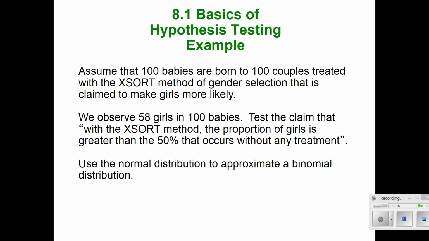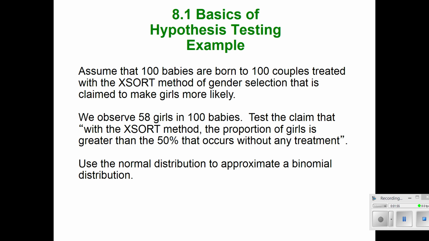So this test says that we're going to assume that 100 babies are born to 100 couples treated with a special gender selection method, and it's supposed to make girls more likely. Then there's a sample. We collect some data. We observe 58 girls in 100 babies. We test the claim that this method has resulted in a proportion of girls that is greater than the 50% we would normally expect without treatment.